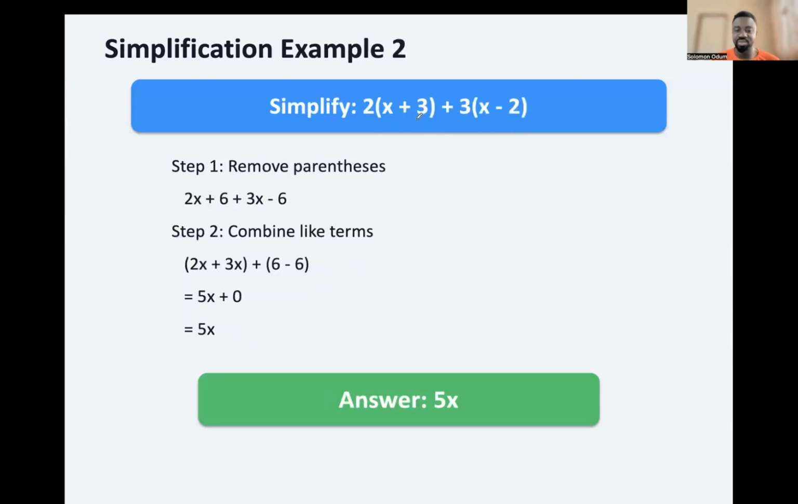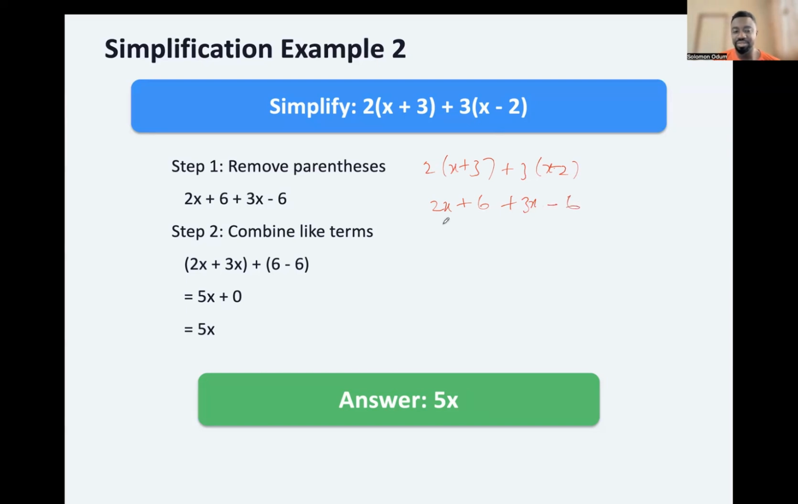Next, 2 into bracket x plus 3, plus 3 into bracket x minus 2. Then you remove the parentheses by multiplying. We multiply 2 by x, we get 2x, plus 2 times 3, plus 6, plus 3 times x, plus 3x, minus 3 times 2, minus 6.